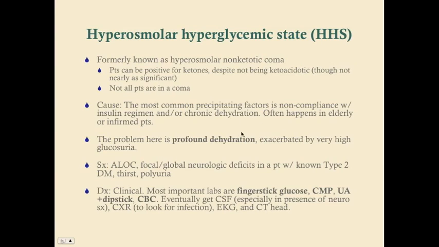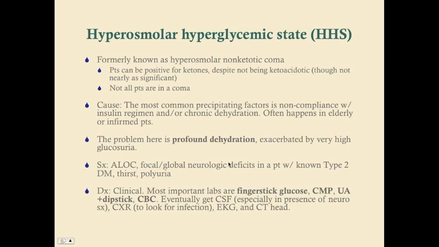So dehydration and high glucose levels feed into each other: high glucose causes polyuria, which causes dehydration, and the polyuria feeds back into the high glucose level because it concentrates the blood. And so it's this vicious cycle going on.